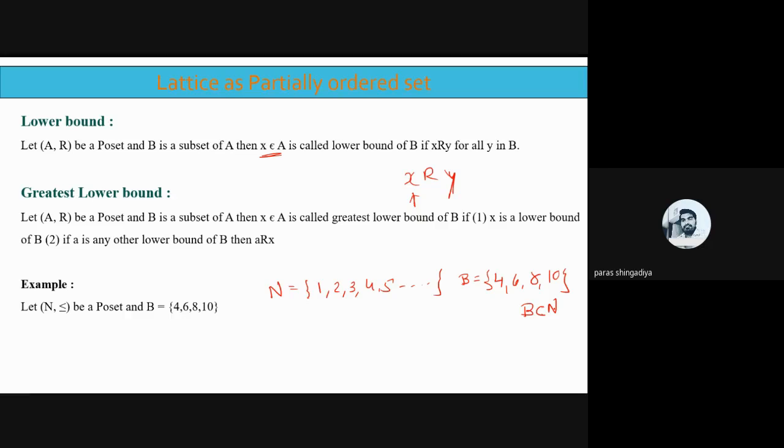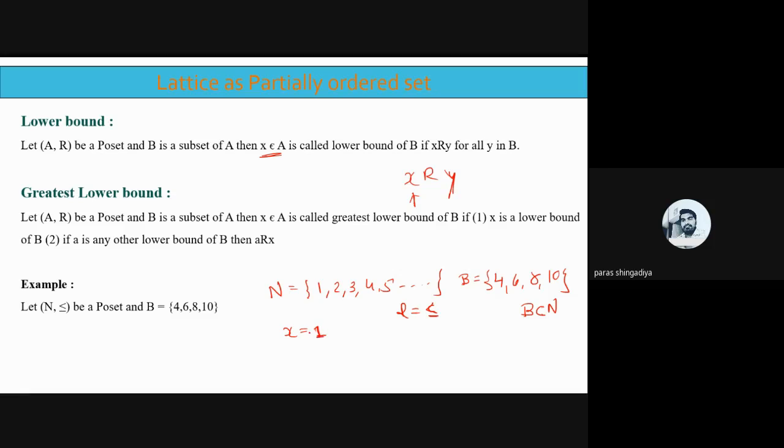Clear? (N, ≤) is a poset, and here the relation R is the less than or equal to relation. Clear? Less than or equal to. And now we have to identify the lower bound of B. Which element can we consider as a lower bound of B? The starting element of N is 1. So our first choice of value of X is 1.